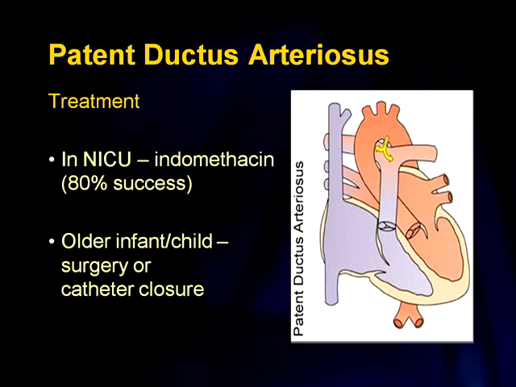What do we do about it? Obviously, in the nursery, give a couple of doses of indomethacin. Chance of 3 doses. Are you still doing 3 doses? I think so. Chance of closure about 80%. Okay? Otherwise, operate, surgical closure. Or in the older kid, we're getting really good putting catheters up into the heart, plugging the ductus up. So catheter closure of the PDA. All right? Patent ductus arteriosus.